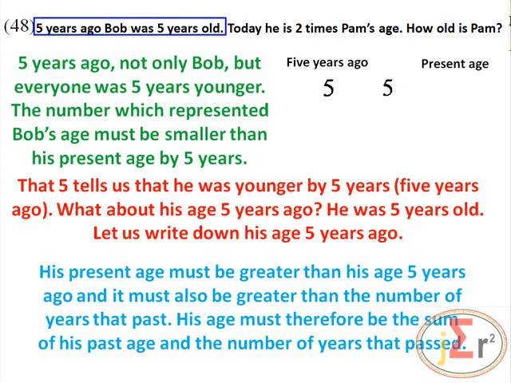So his present age must be greater than his age 5 years ago. And it must also be greater than the number of years that passed. His age must therefore be the sum of his past age and the number of years that passed. So you need to add those two in order to get his present age. So his present age is 10 years old. He is 10 years old.